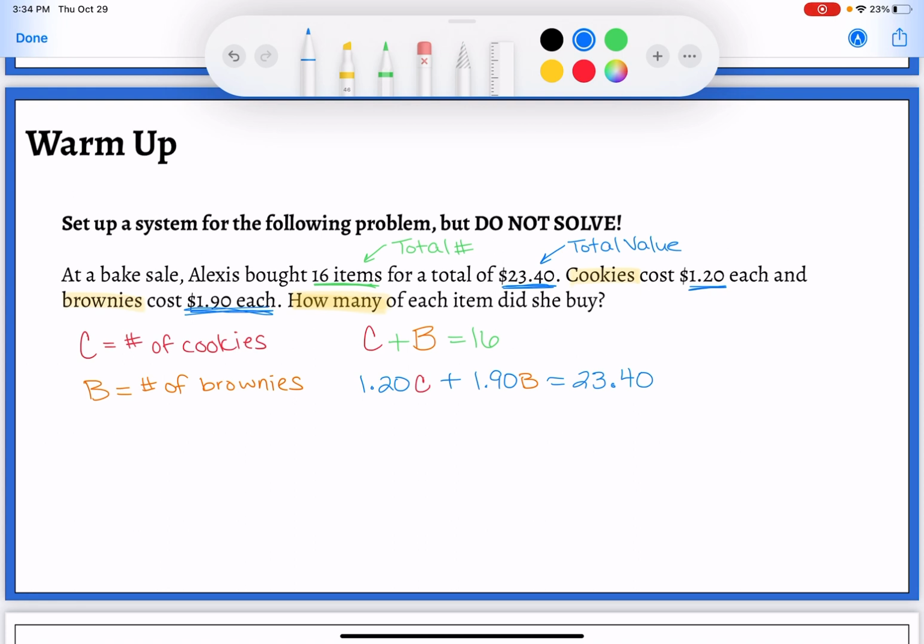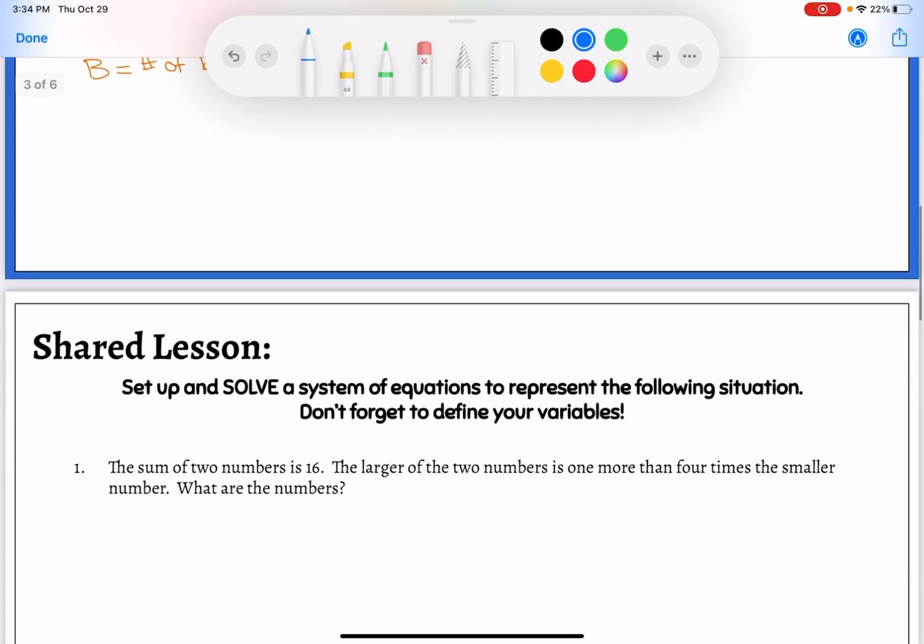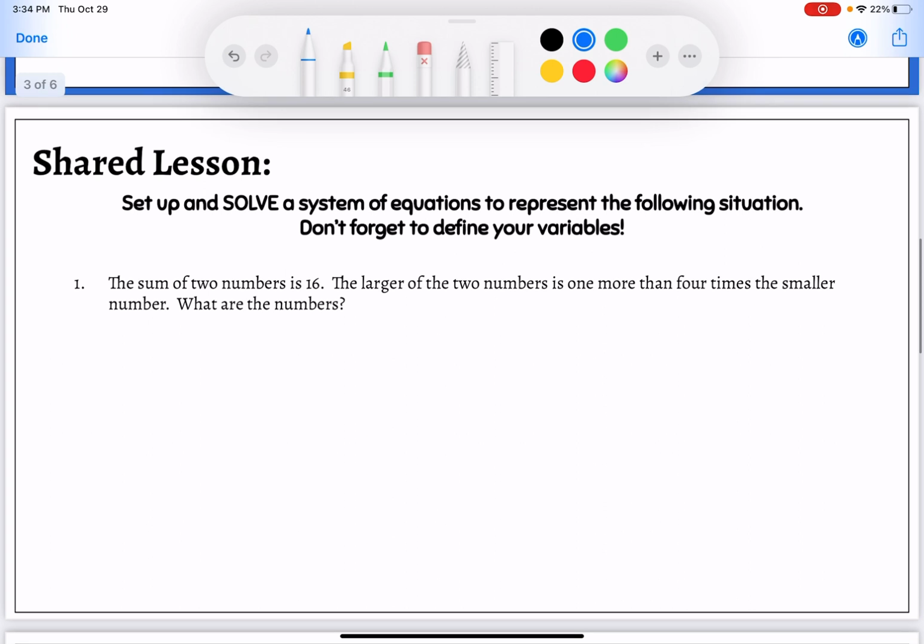So my top equation is dealing with number of cookies plus number of brownies equals total number. The bottom equation is talking about total value. Cost of a cookie times the number of cookies plus cost of a brownie times the number of brownies is the total cost, $23.40. All right, so it says we just had to set it up. We do not have to solve, so we're good to go on that one. Hopefully you are getting in the habit of solving now, and it shouldn't be a big deal even if you did solve it.